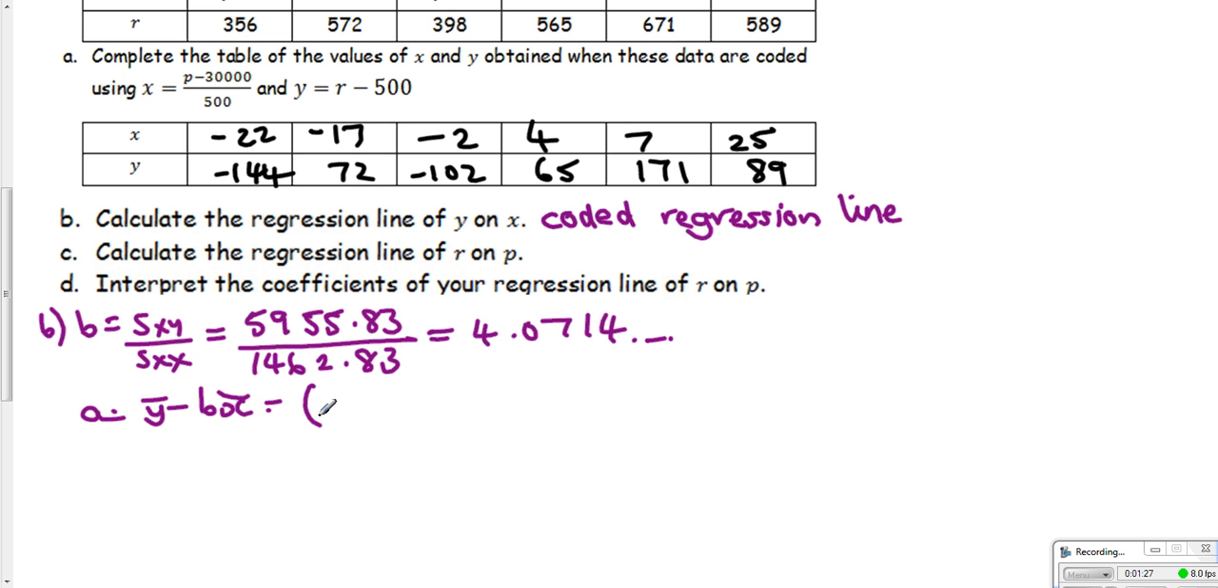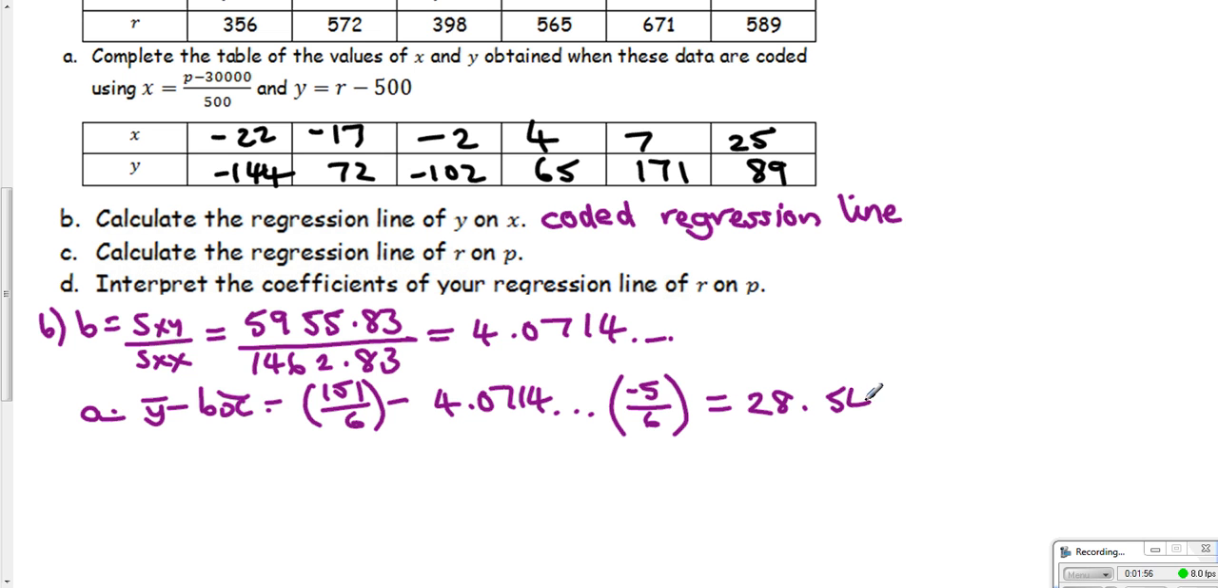a is y bar minus b x bar. So y bar is 151 over 6. And then we're going to subtract b. So again, keep this number in your calculator. Multiplied by x bar, that's minus 5 that they add up to, divided by 6. Make sure you do this bit really carefully because we've got a negative here and we're subtracting it, so it will become a plus. And when you do all that for a, you should get 28.5447. Again, keep that number in your calculator as well.